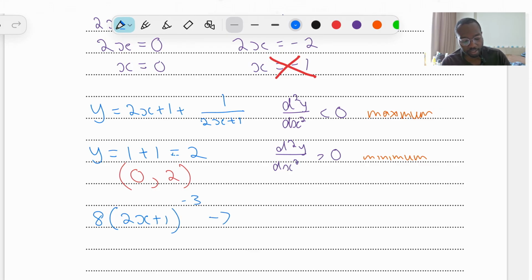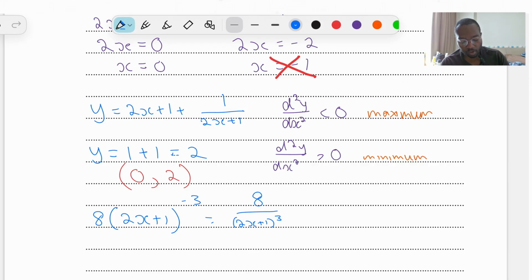Now, let me rewrite this as 8 over (2x + 1) to the power of 3, okay? And what we're saying is, if we put in our stationary point, in this case the x value of our stationary point was 0, if that value is greater than 0, it's going to be a minimum. If it's less than 0, it's going to be a maximum.